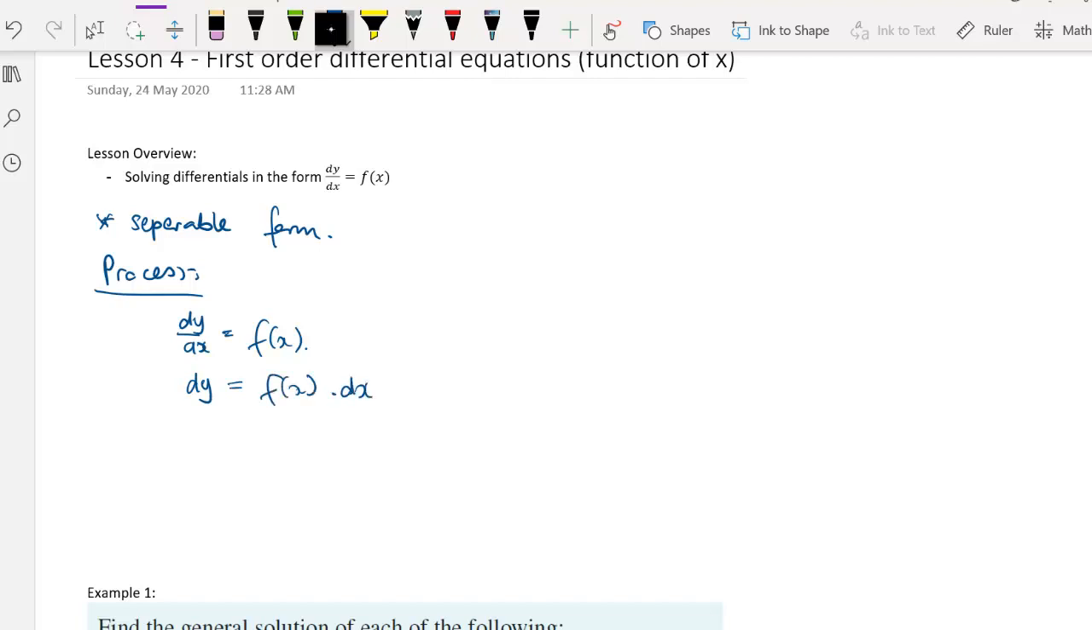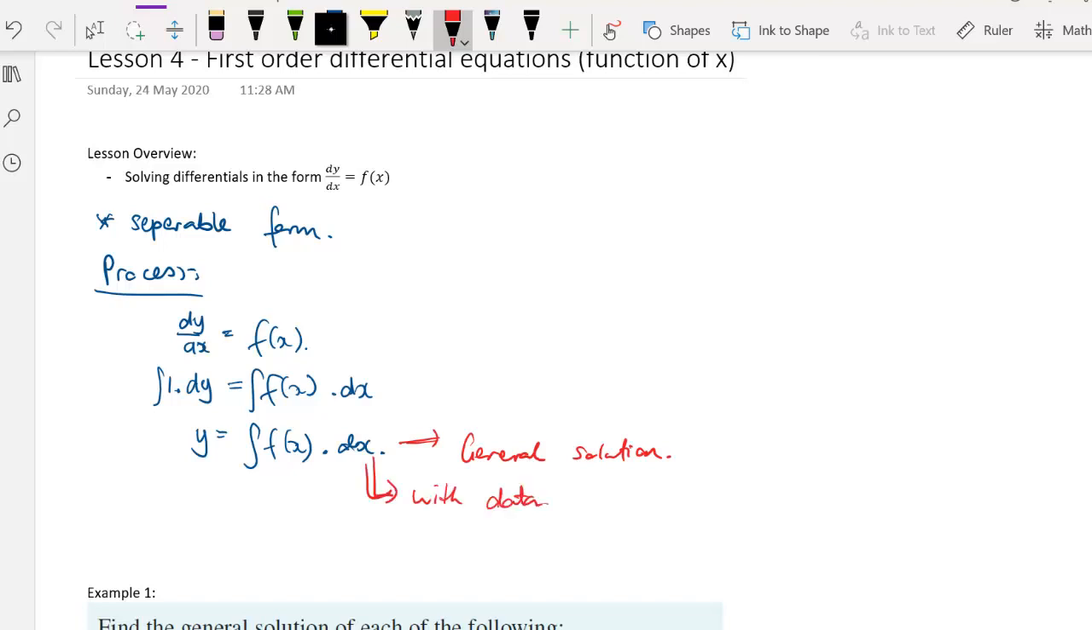Now what this means is this is technically a 1 dy, and on each of these sides we have an integral. So we've got the integral of 1 dy and the integral of f of x dx. So we end up with y is equal to the integral of f of x, whatever that function is, with respect to x. That will allow us to find the general solution, and if we have some more specific data, it will allow us to find the specific or particular solution.